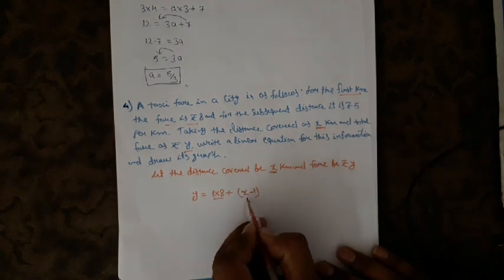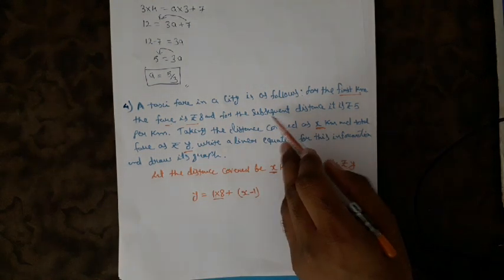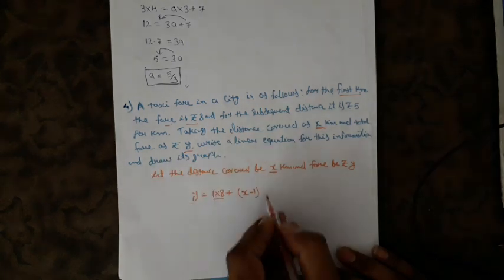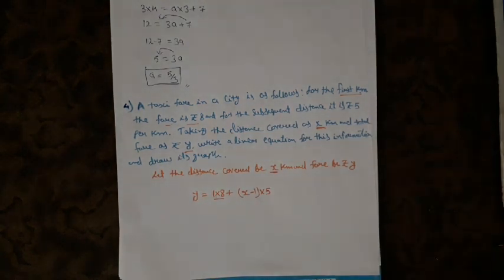So the remaining distance would be x minus 1, and for the subsequent distance the fare is rupees 5 per kilometer. So for the remaining distance, the fare is 5 rupees per kilometer. Okay, do you understand it?